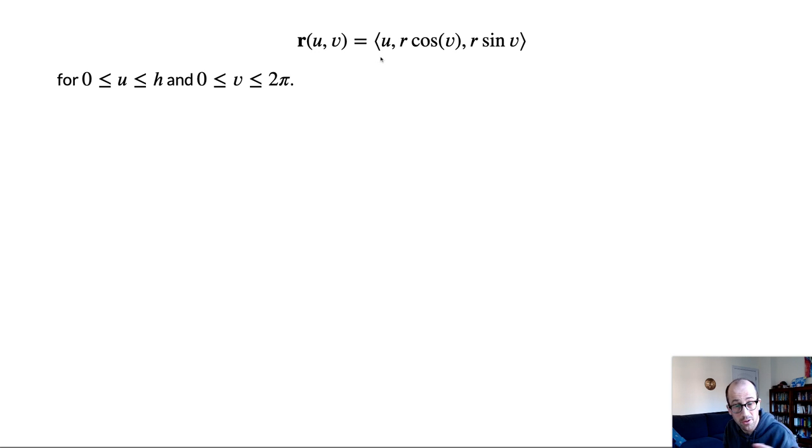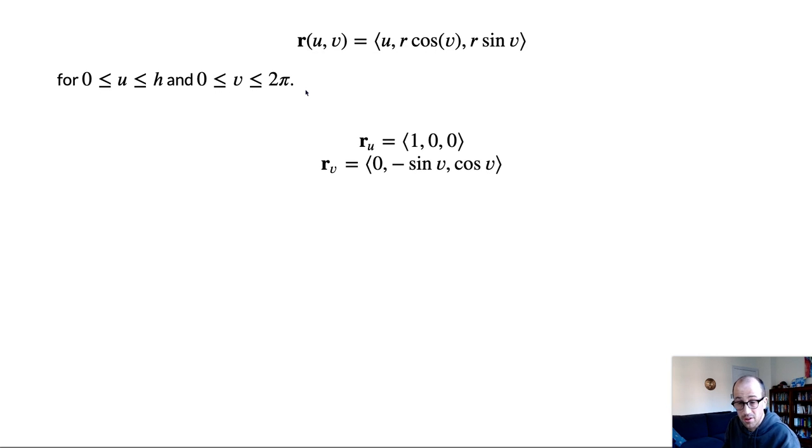u tracks our position along the x-axis. The radius is fixed. We're rotating a constant function around the x-axis here, so r is a constant. And then we just have cosine v and sine v to track us around in the y and z coordinates. We have some bounds on u: u goes out to h here, and v wraps all the way around, so that's 0 to 2 pi.